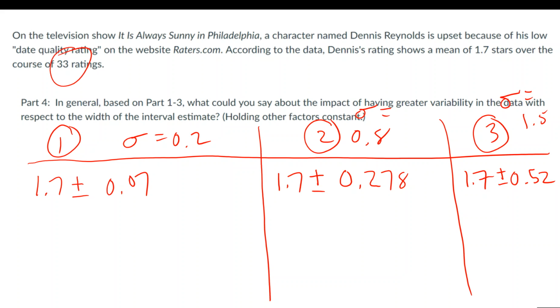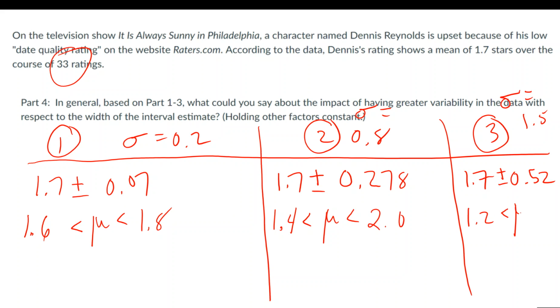So let's look at the confidence intervals that we ended up getting. I'm going to start cheating just a little tiny bit on rounding. I'm going to put 1.6 here, just so it's easier to deal with. 1.6 is the lower bound, and then the upper bound is, how about 1.8? And then in the second one, I'm going to continue cheating. 1.4 is the lower bound, Greek letter mu, which represents the true mean, and the upper bound I'm going to put as 2.0. And then the last one, 1.2 is the lower bound, and the upper bound is 2.3.